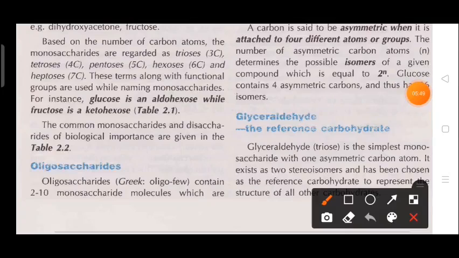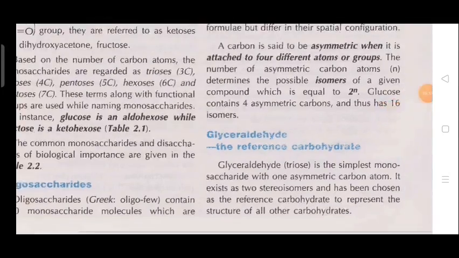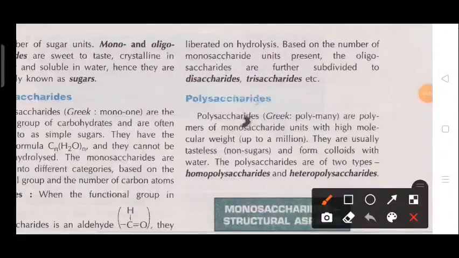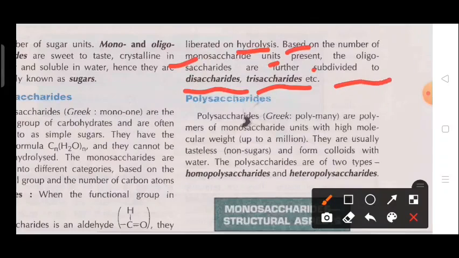then these saccharides are called oligosaccharides. They yield monosaccharides on hydrolysis because they are made up of monosaccharides. Based on the number of monosaccharide units present in them, oligosaccharides are further classified into disaccharide, trisaccharide, tetrasaccharide, and so on.